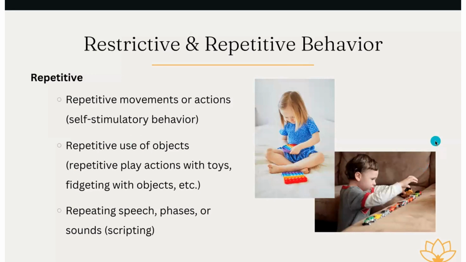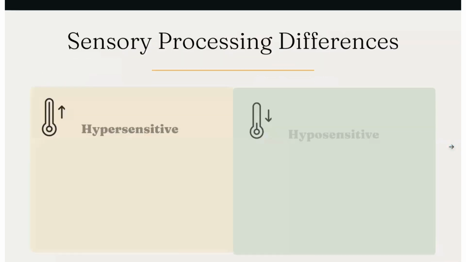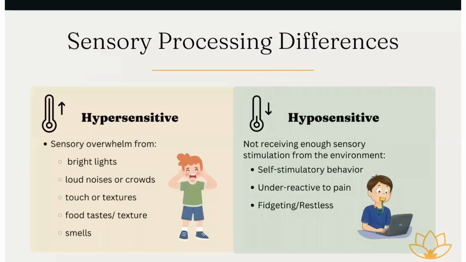So this can look a lot of different ways for different kids. Again, you can see this kid in this picture is lining up his toys. This one is fidgeting with poppets. So it's just repetitive behavior with objects, with movement, with speech and sounds. And a lot of times this is due to sensory processing differences. So we're going to talk about what those might look like.